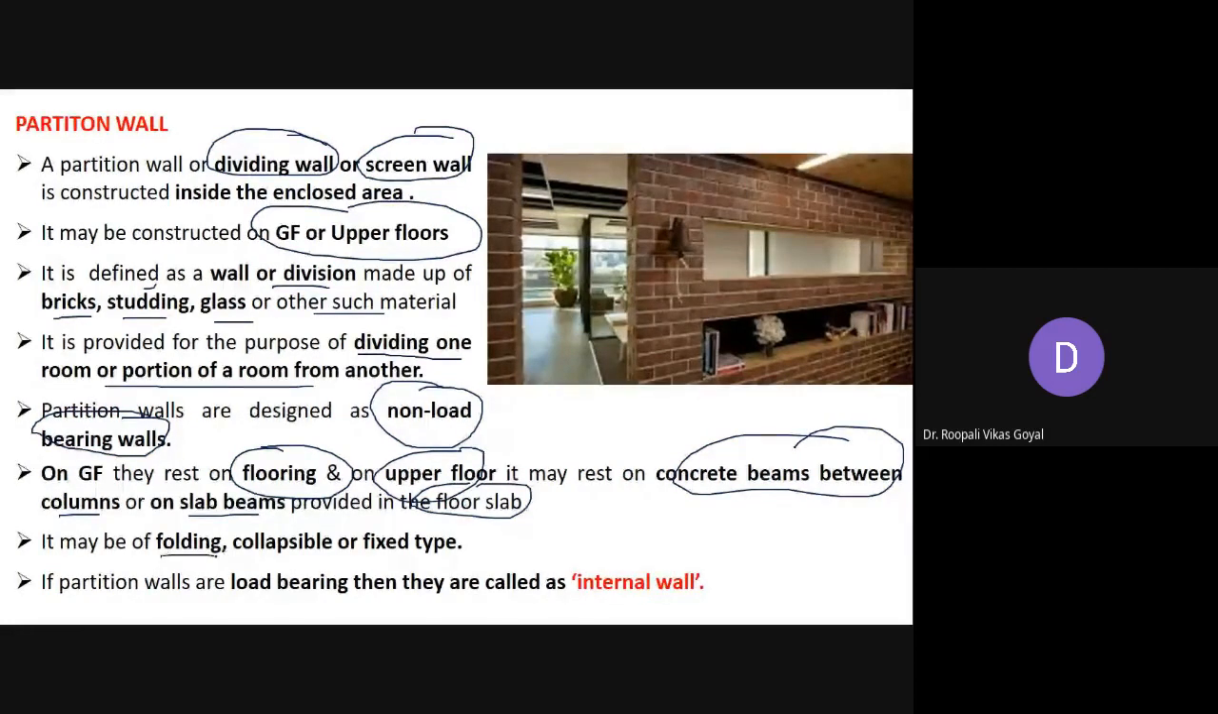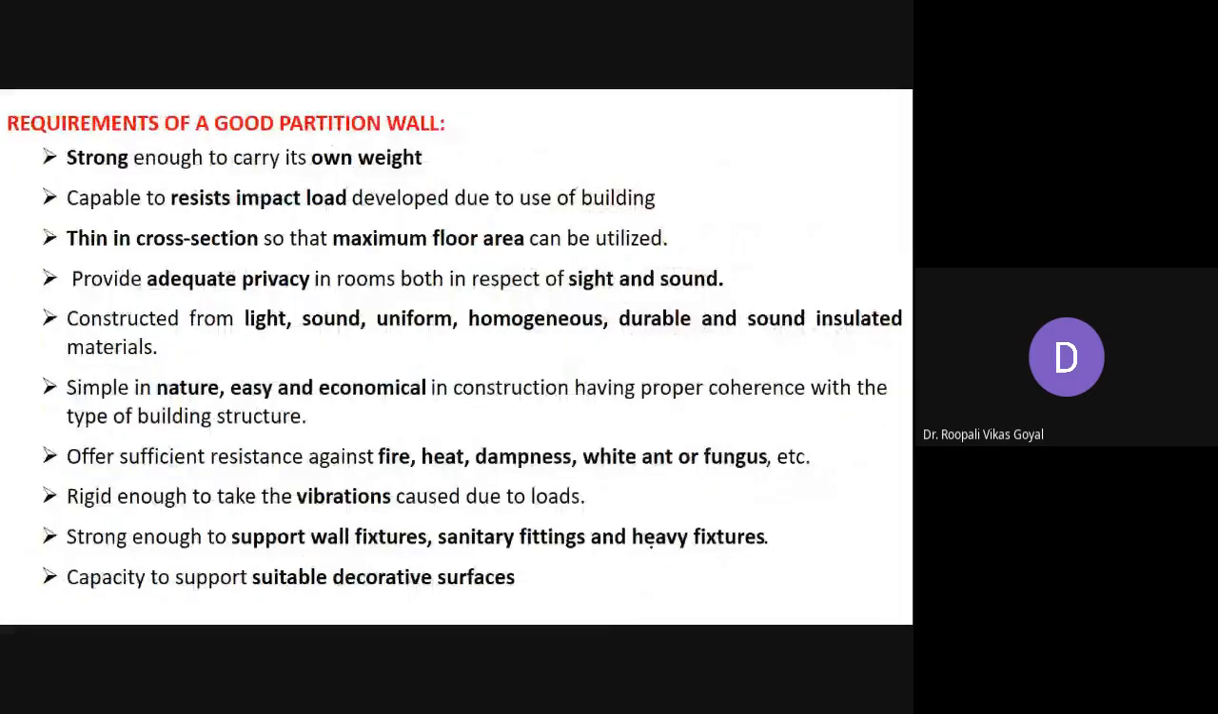It may be folding type, it may be collapsible, or it may be of fixed type. But sometimes if partition walls are also designed to carry some load, then in that case it will be called an internal wall, but that is the rare case. So what are the requirements of a good partition wall?